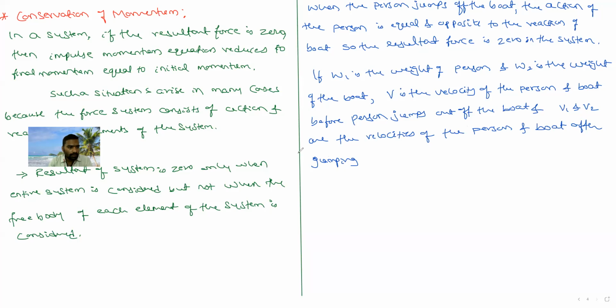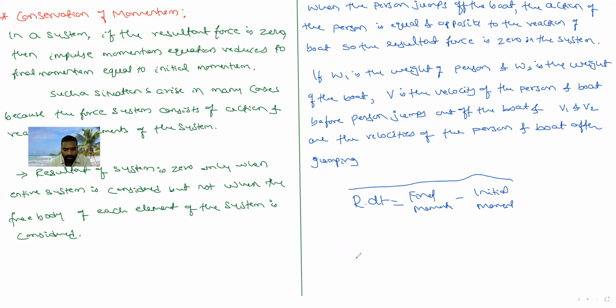In order to determine the conservation of momentum, you have learned the impulse momentum equation. What is that impulse momentum equation? That is R into dt is equal to final momentum minus initial momentum, correct? So this one you have learned. Don't write this one, it is for your understanding purpose.